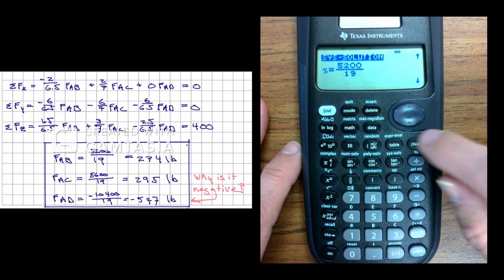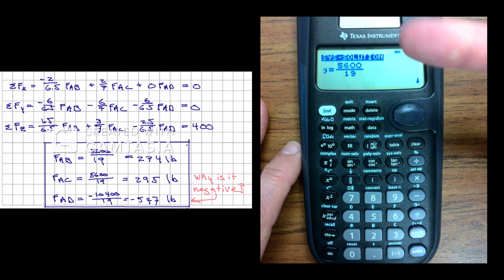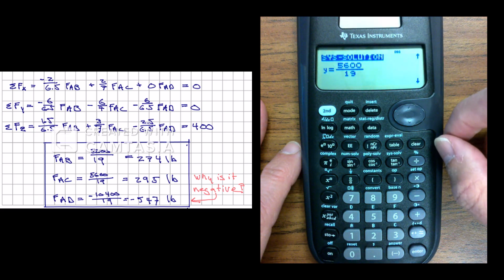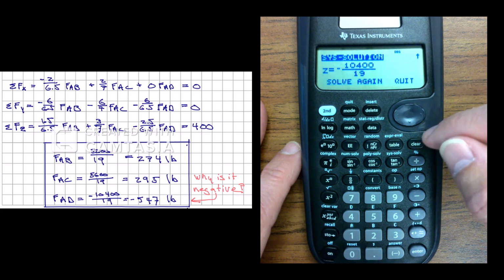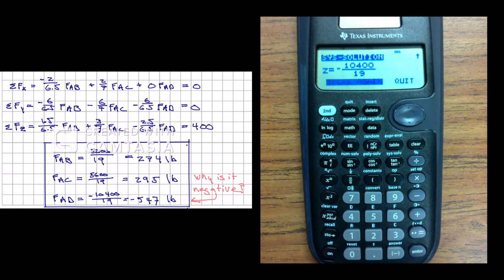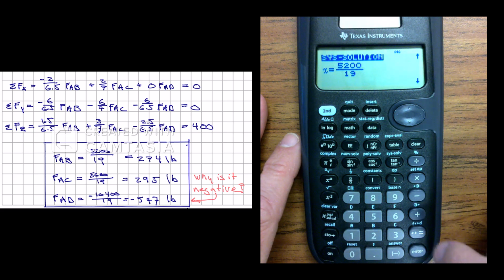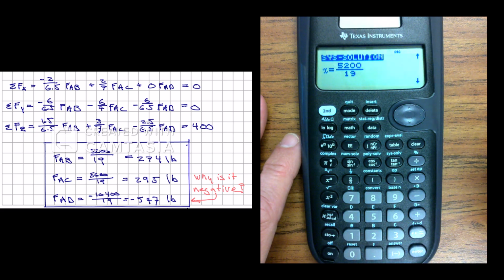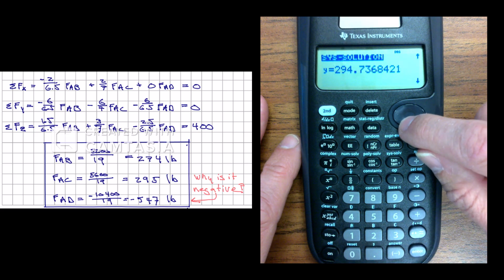And it's going to report the answers for X, which in this case is force AB, Y is force FAC, and force AD is Z. And you'll notice it's negative, and that's because I assumed it in tension. If I want to find it in decimal format, all I have to do is hit this button here, and it'll give me all my answers in decimal format.